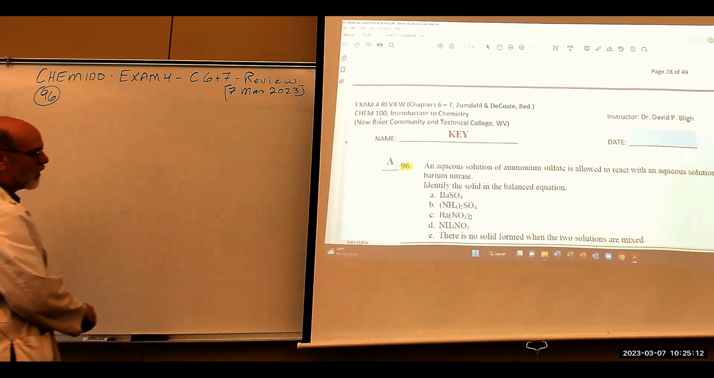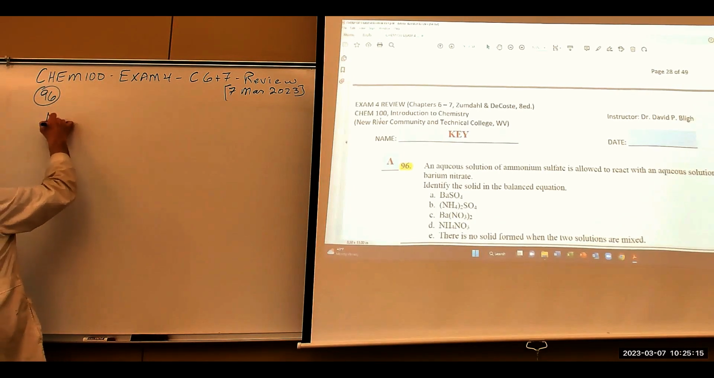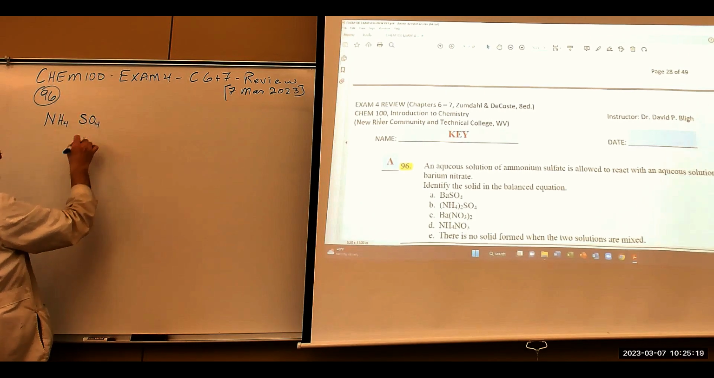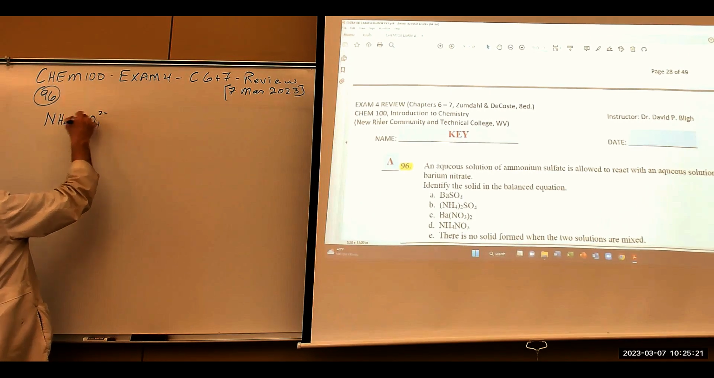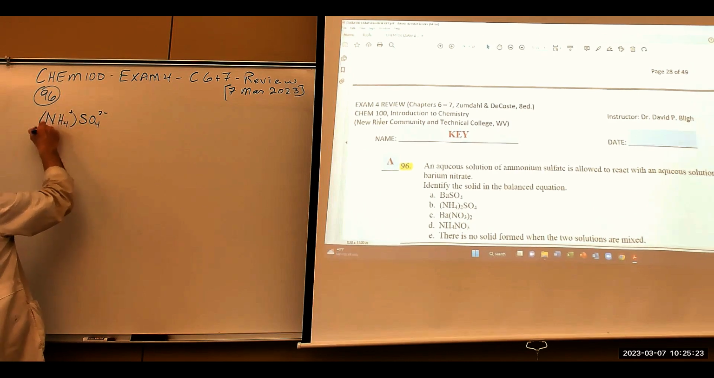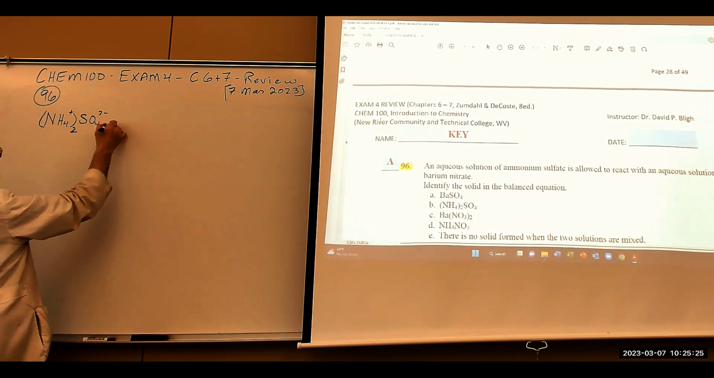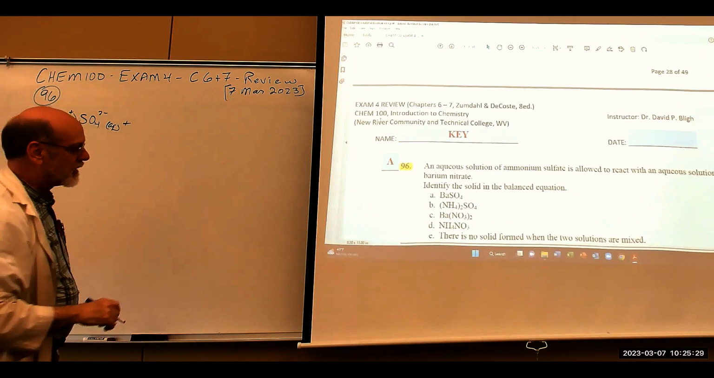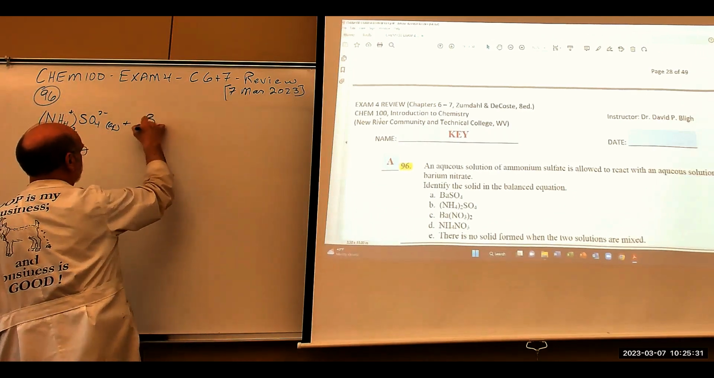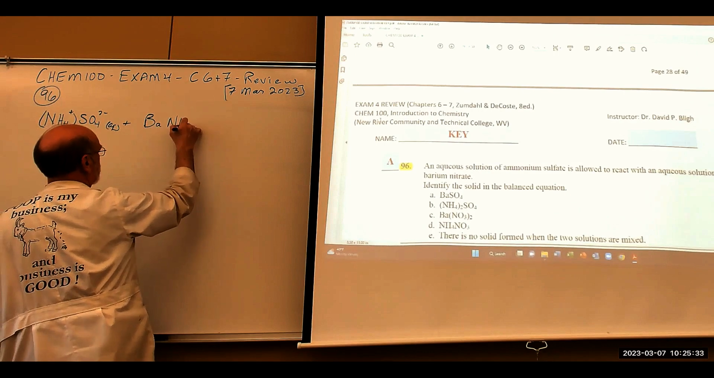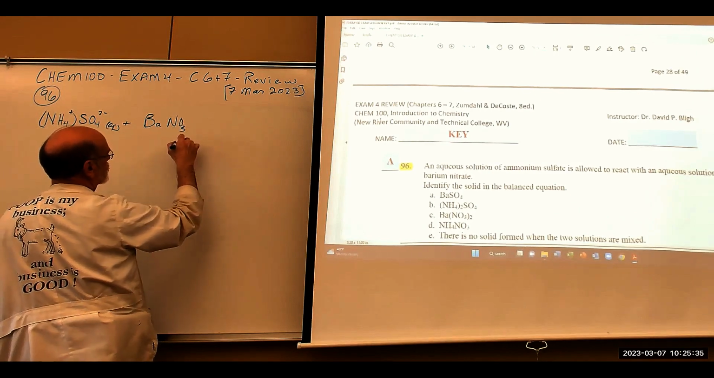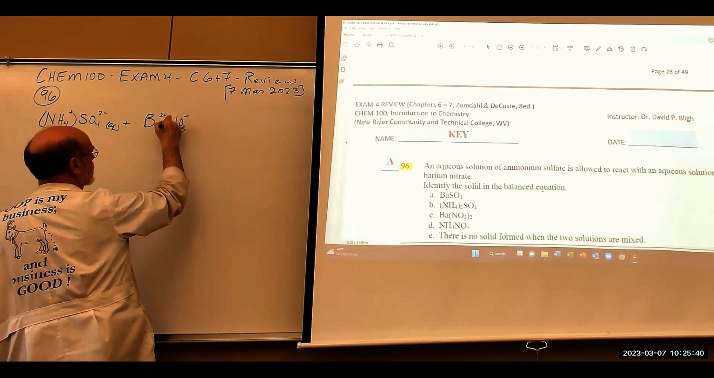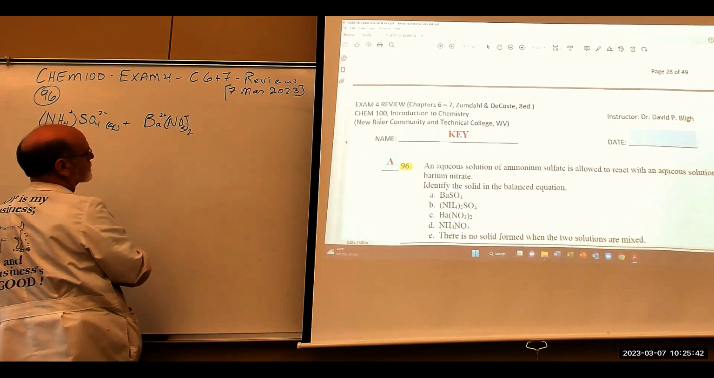All right. Ammonium sulfate. This is a 2- charge. This is a 1+. So we need 2 of these. That's aqueous solution. Barium nitrate. Right? All nitrates are soluble. But this one is a -1 charge and this is a 2+. So this one has to be 2 of those.